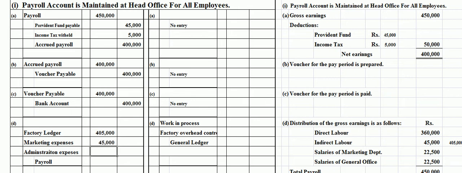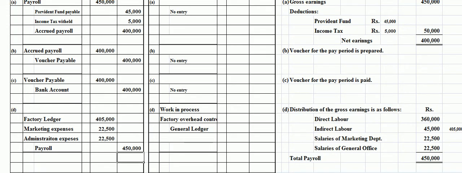Now students, marketing expenses amount is 45,000 rupees here. Admin expenses is 22,500 rupees here, as marketing expenses, and admin expenses also 22,500 rupees here. Students, the payroll amount is 4,50,000 rupees. The payroll has been closed here.